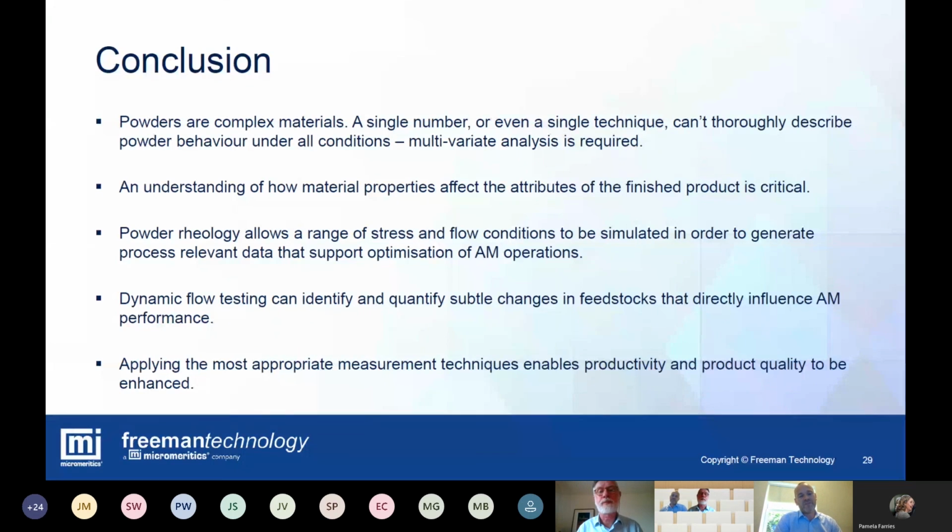But I think we all know that powders are very complex materials. A single number or a single technique can't thoroughly describe their behavior, whereas application of powder rheology allows us to replicate stress and flow conditions to simulate our process. And we've seen how things like dynamic flow testing can identify very subtle changes. And it's all about applying the most appropriate measurement technique to enhance our productivity and product quality.